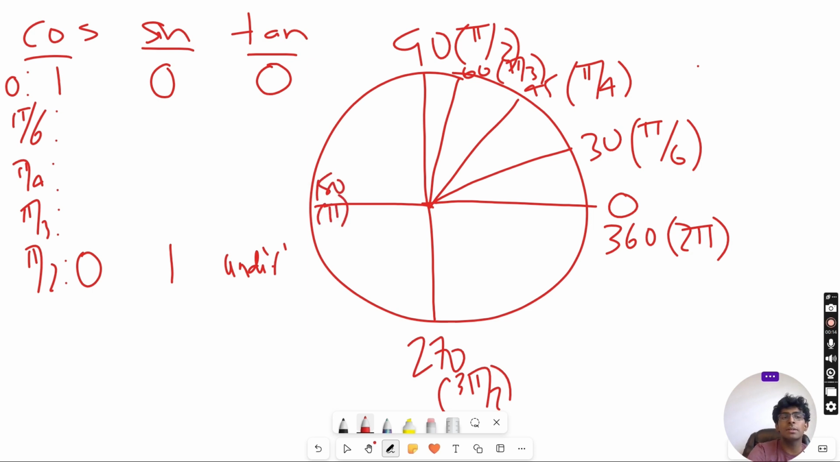So pi over 4 is pretty simple. Both cosine and sine are the same thing. They're both root 2 over 2. Your tangent's going to be 1 because you're dividing the same thing over the same thing.